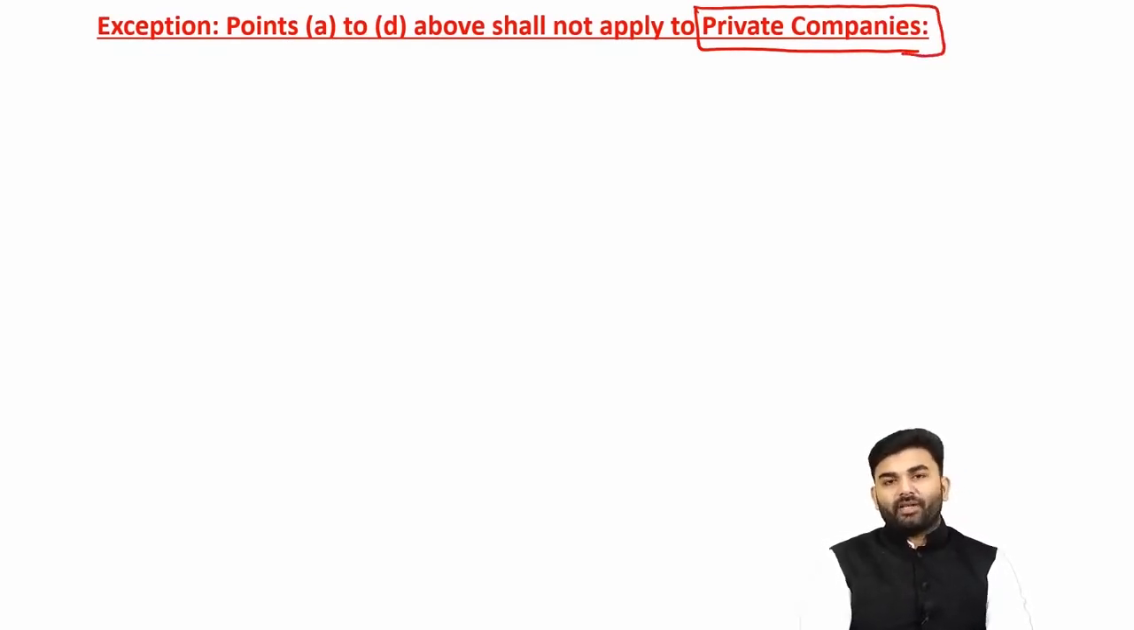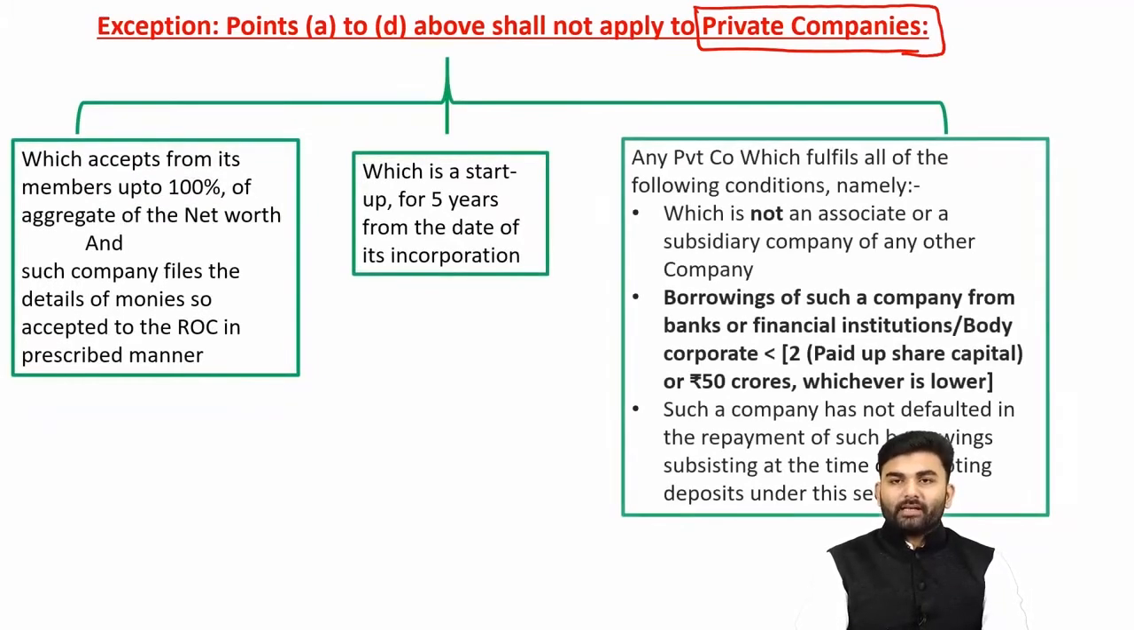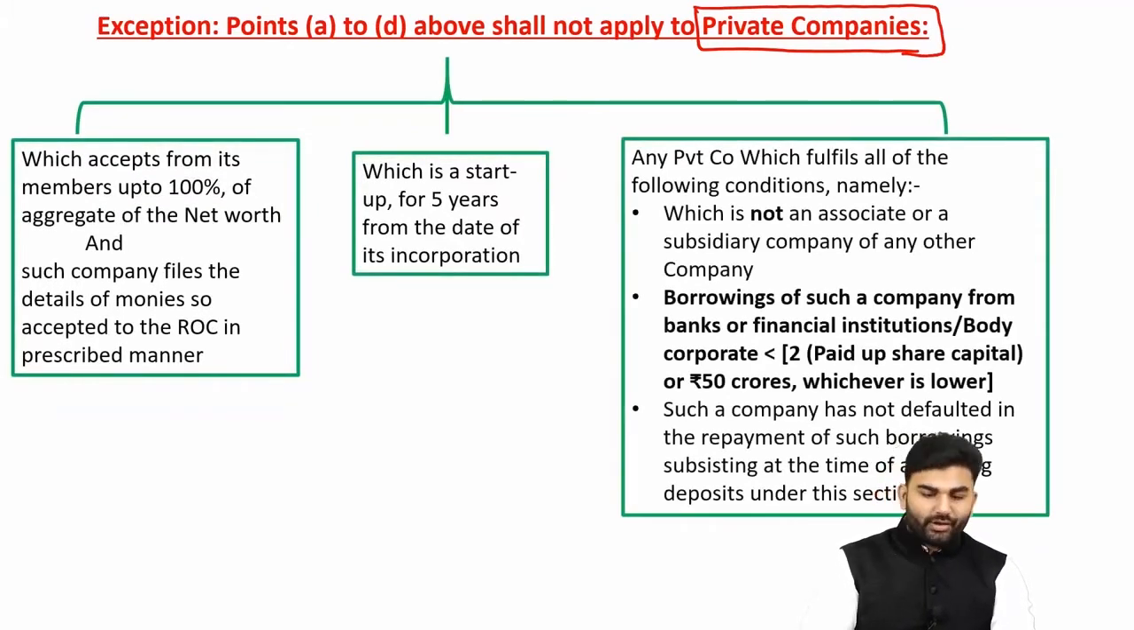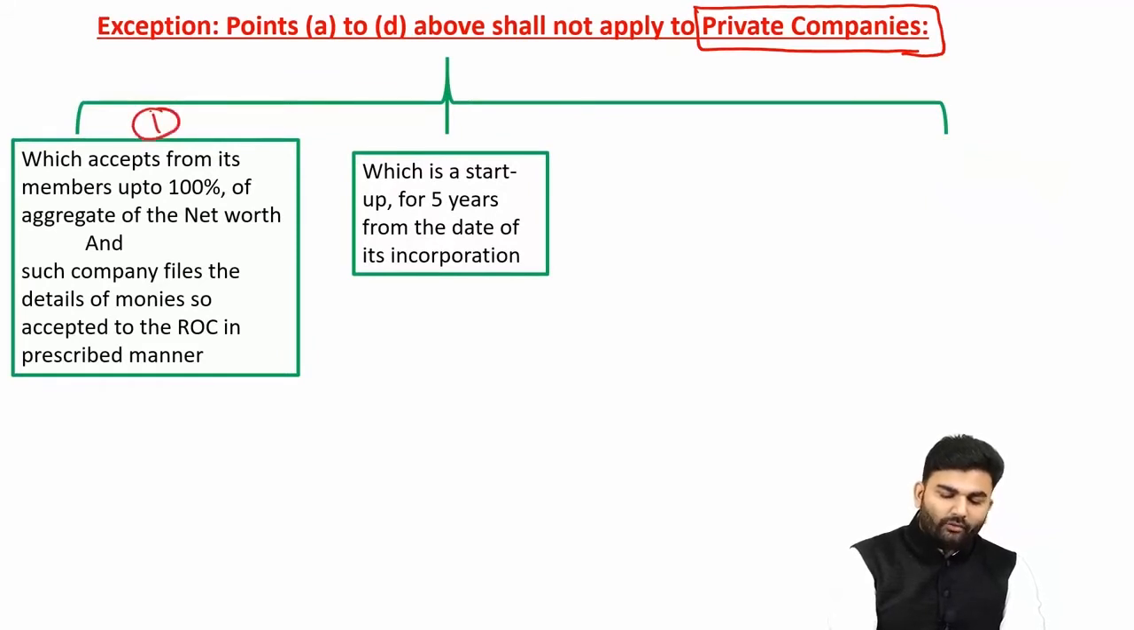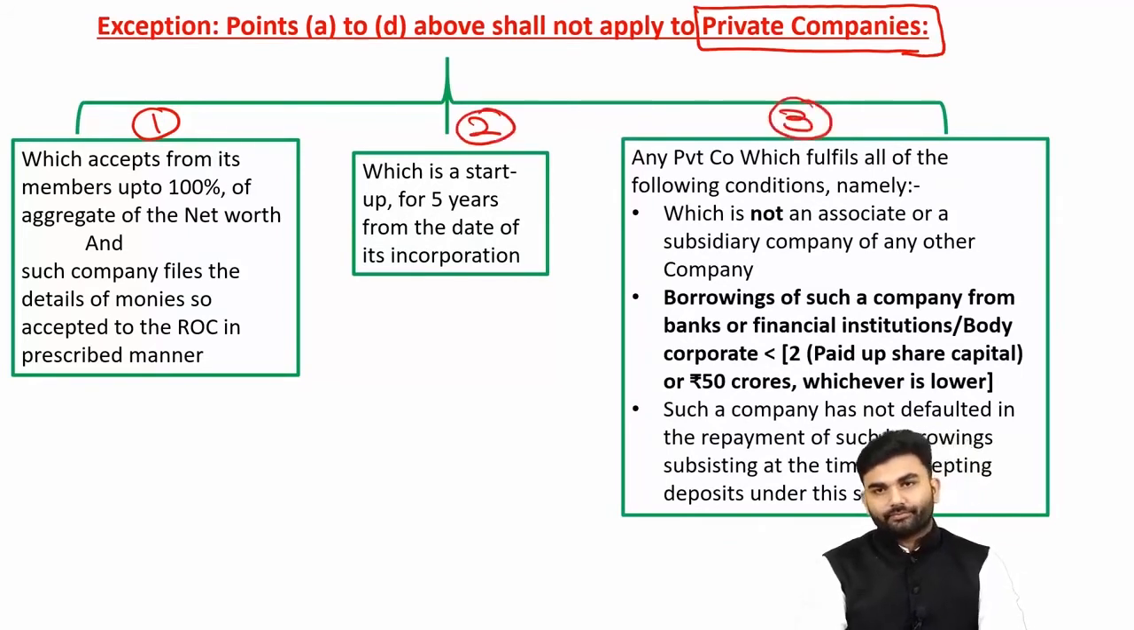Sir, which private companies will have such an exception? The lawmaker says any private company which satisfies any one of the given three conditions. If any one of the given three conditions gets fulfilled, and if you are a private company, then yes, you won't be required to fulfill the provisions of point number A, B, C, D, which was there in our previous slide.